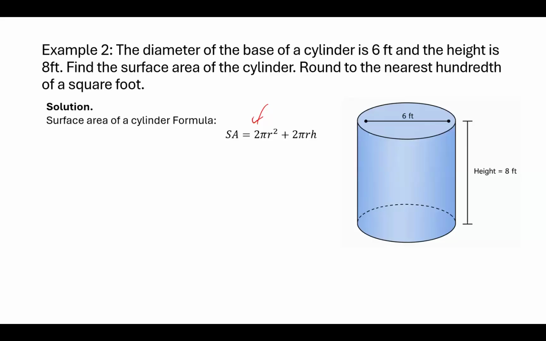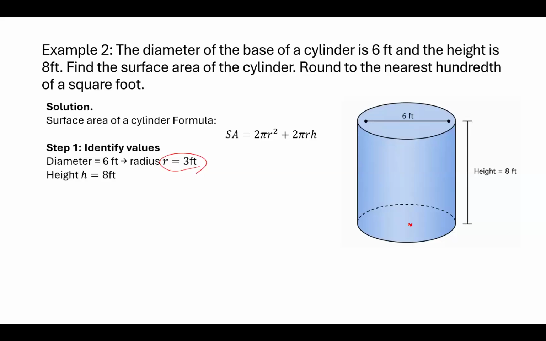But notice that here I need the radius on these two pieces, and I'm given that the diameter is 6, but the diameter is twice the radius. So if I divide 6 by 2, it gives me that the radius is 3. So from the center to one of the sides is 3. And then the height is 8. So the rest would be just substituting into that formula. So substitute 2 pi times 3 squared, which is the radius, plus 2 pi times 3 times 8.